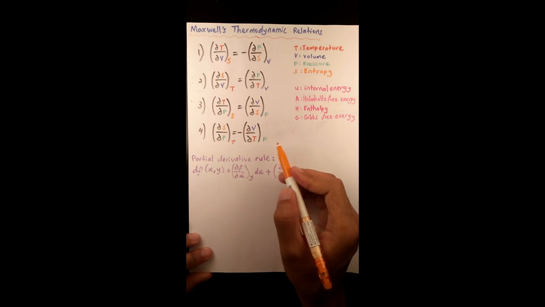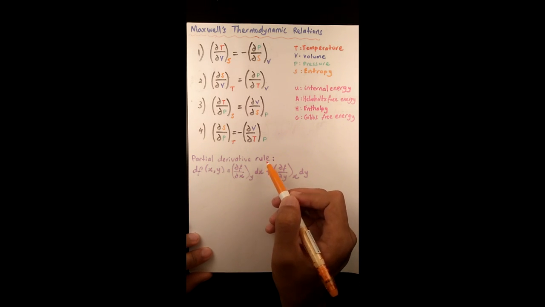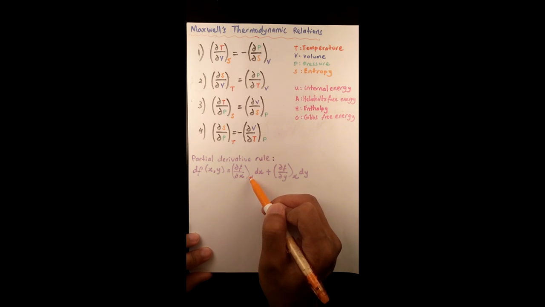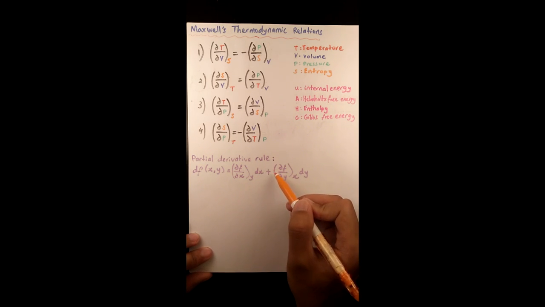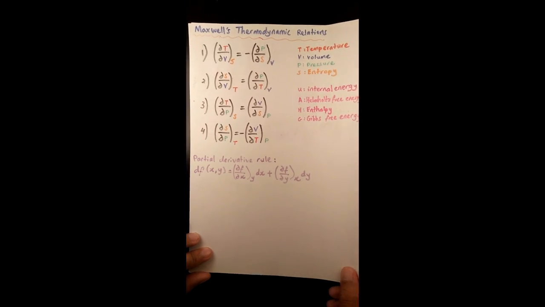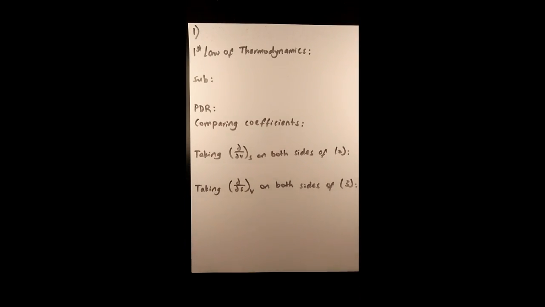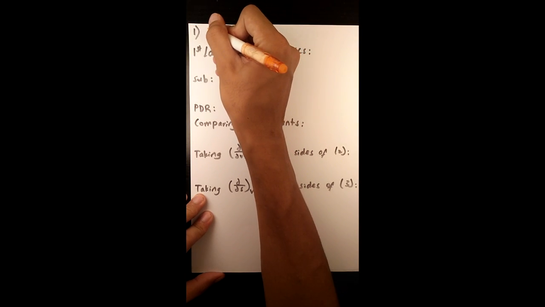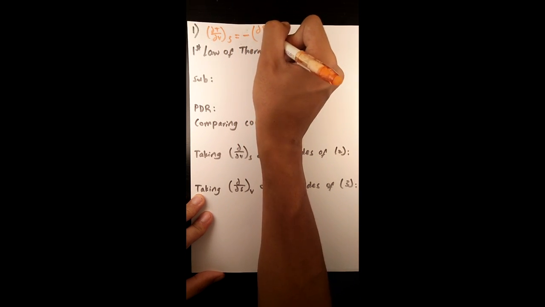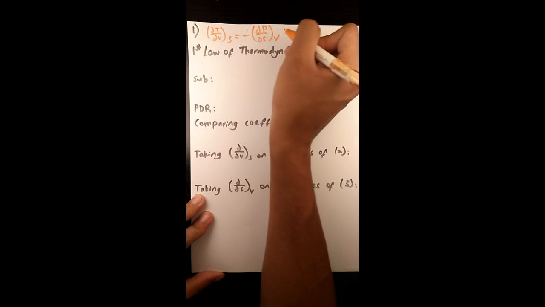To do so, we'll need to use the partial derivative rule, which states that df(x,y) equals ∂f/∂x keeping y constant dx plus ∂f/∂y keeping x constant dy. Let's begin with the first relation, which states that ∂T/∂V keeping S constant equals negative ∂P/∂S keeping V constant.